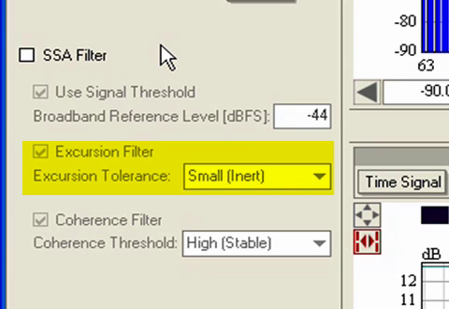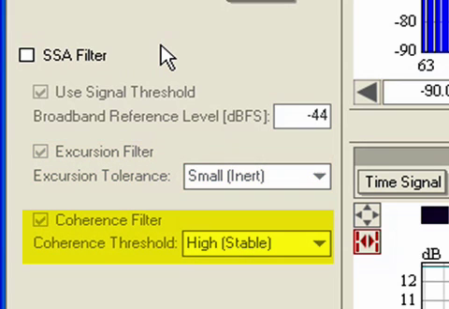How much deviation is allowed depends on the setting of the excursion filter. It could be small, medium, or large deviation allowed before the data is excluded from the measurement. The third step is a coherence filter, which excludes data from the measurement if it is uncorrelated or incoherent. The low, medium, and high settings define how well the data must be correlated to be included in the measurement. A high setting here would require data to be very coherent.